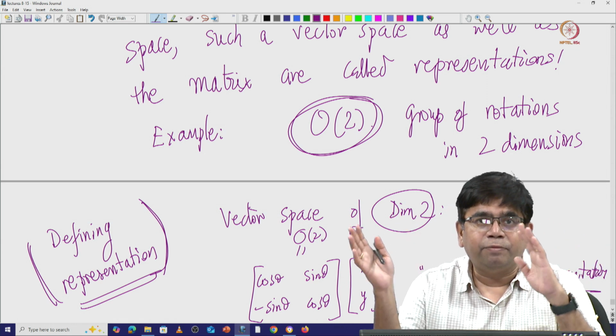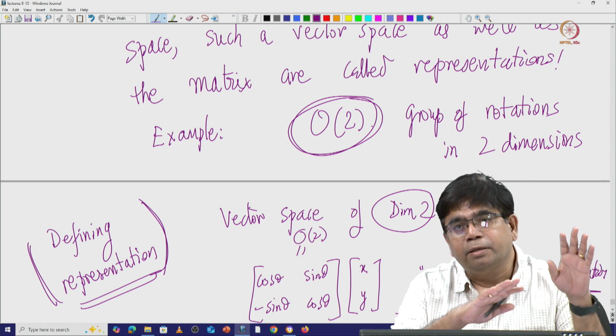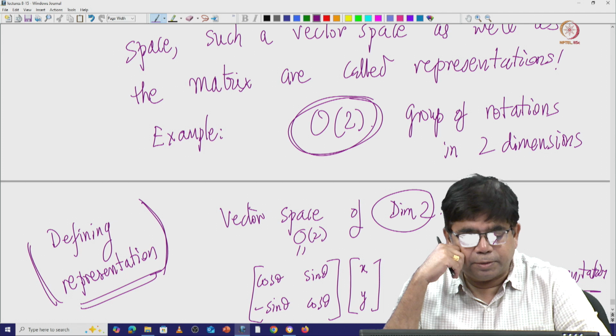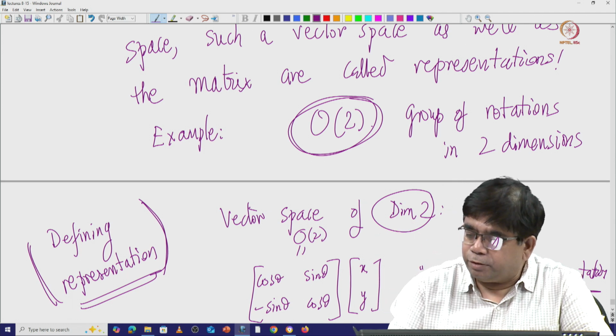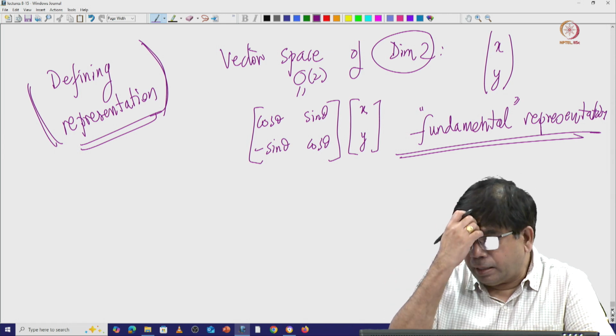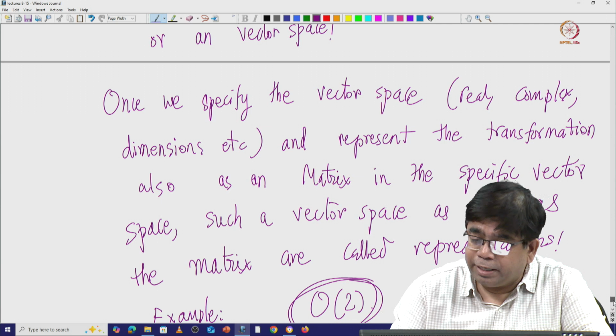Now that is the reason why we distinguish between abstract discrete groups and continuous groups. So in continuous groups we try to define... Now what happens for 3 dimensions? In 3 dimensions, the same 2-dimensional rotations can also have 3-dimensional representations.